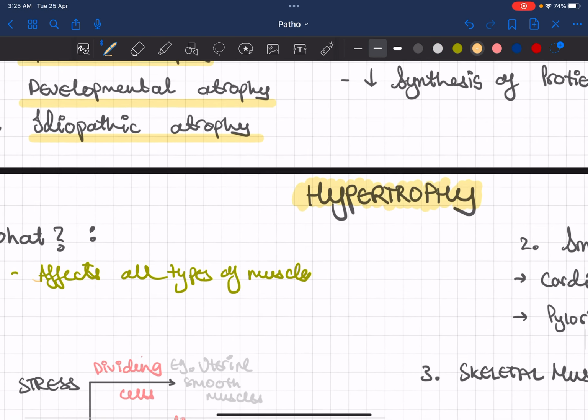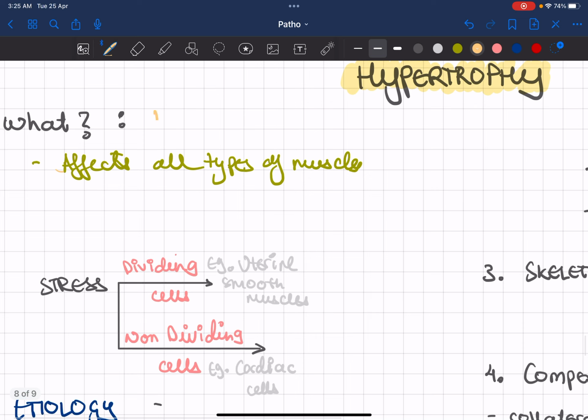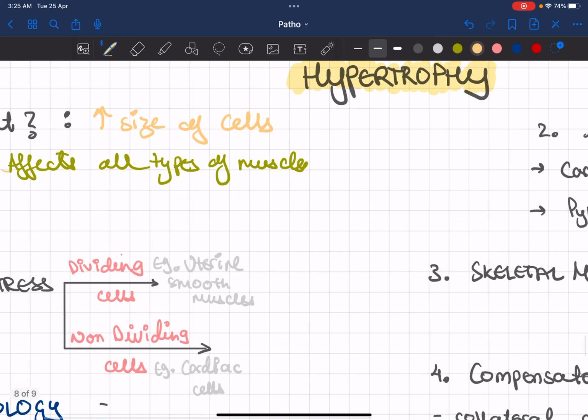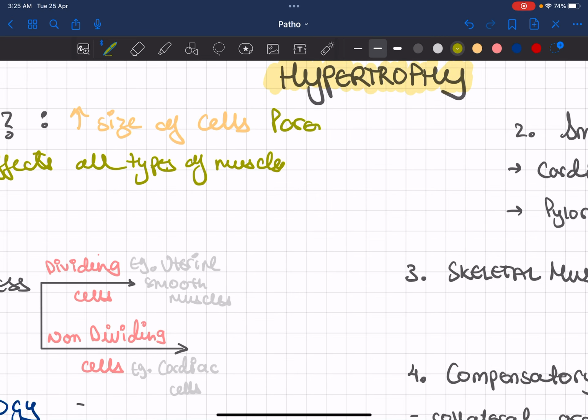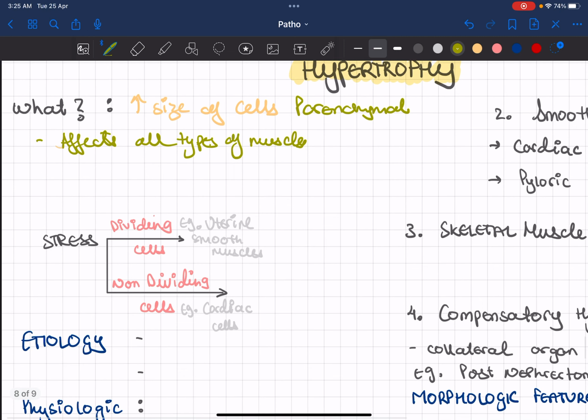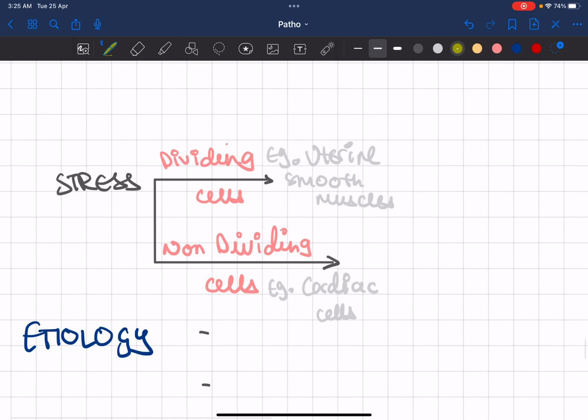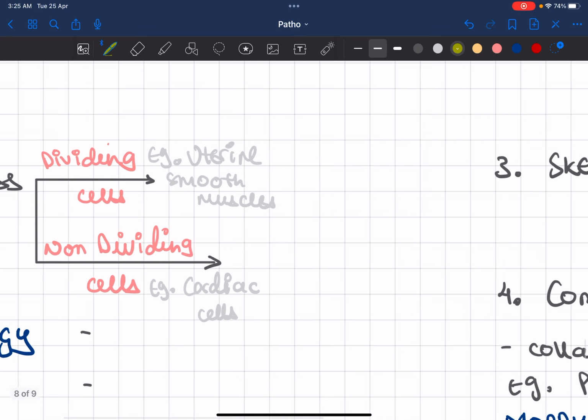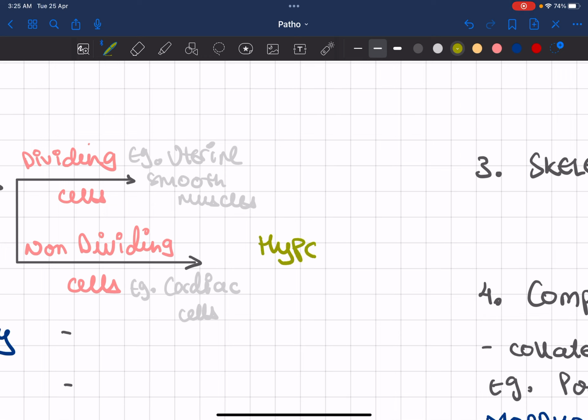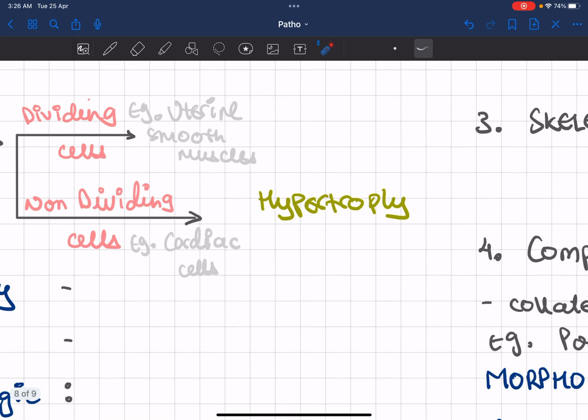Hypertrophy is just the opposite of atrophy. Basically, it is an increase in size of cells, to be specific, parenchymal cells. And it affects all types of muscles. It is not specific to only one type of muscle group. So when stress strikes non-dividing cells, they undergo only hypertrophy, that is, an increase in size of the cells. Non-dividing cells are like cardiac cells, neuron cells, and other things.